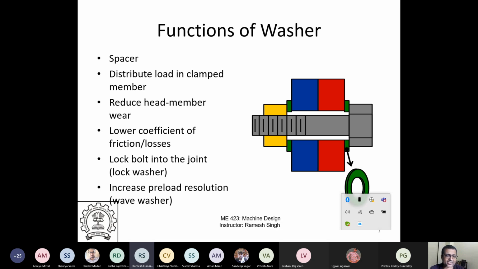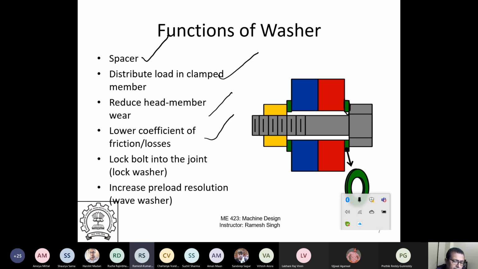So functions of washer, this I asked, right? This humble washer does a lot of things. First, it acts as a spacer, and then it distributes the clamp load. So what happens is, the clamp load, which would have come only in this portion, is now spread. Somebody actually explained that also. So it reduces the stress and distributes the load in the clamp member. It reduces the head member wear because the head is not directly in touch with the part. So the head member and the part are also safe.